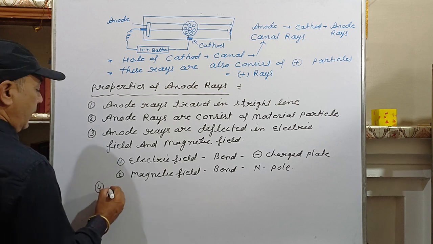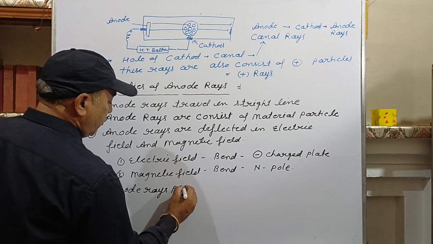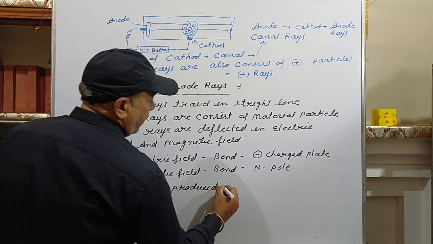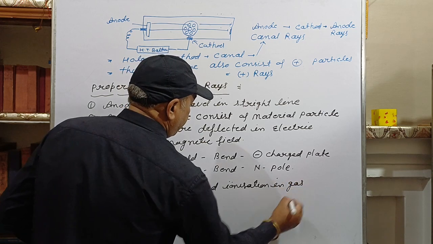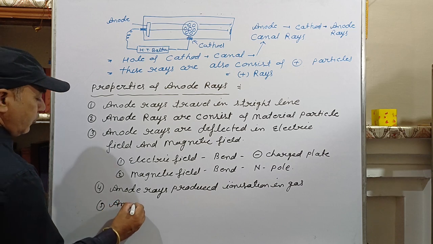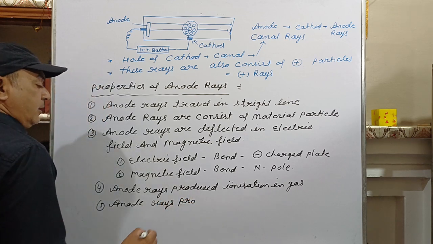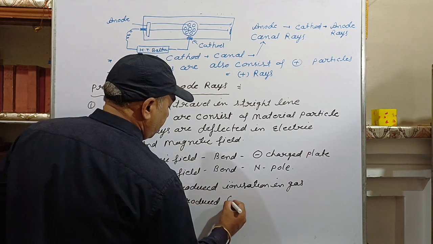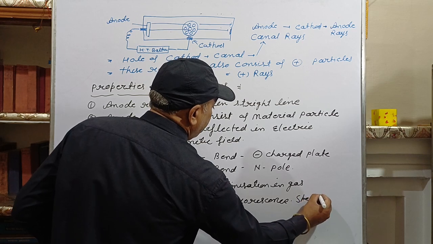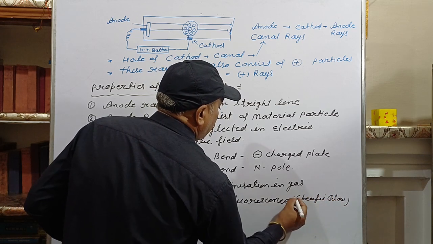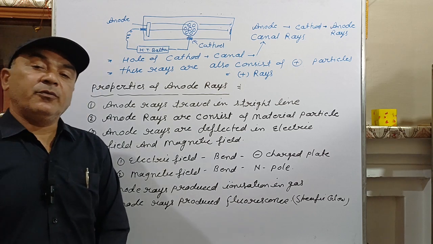And now fourth, anode rays produce ionization in gas. And fifth, anode rays produce fluorescence. Fluorescence means a specific glow just behind the cathode. It is the study of properties of anode rays.